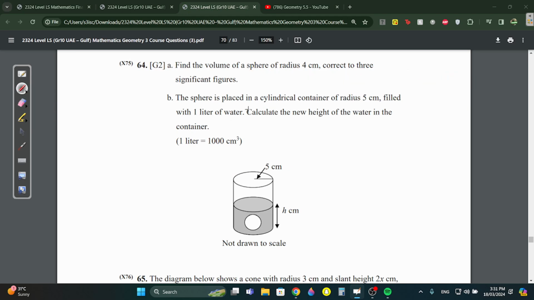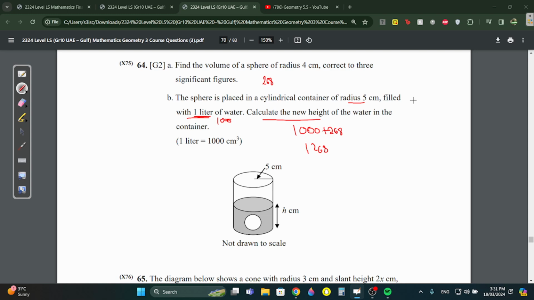Part B, it's placed in a cylindrical container of radius 5, filled with 1 liter of water. Keep this 268 here, because you're going to need it for B. It's placed in a cylinder that has radius 5, filled with 1 liter of water. Calculate the new height. 1 liter of water is 1000. For the total volume now, it's 1000 plus 268, so it's going to be 1268.